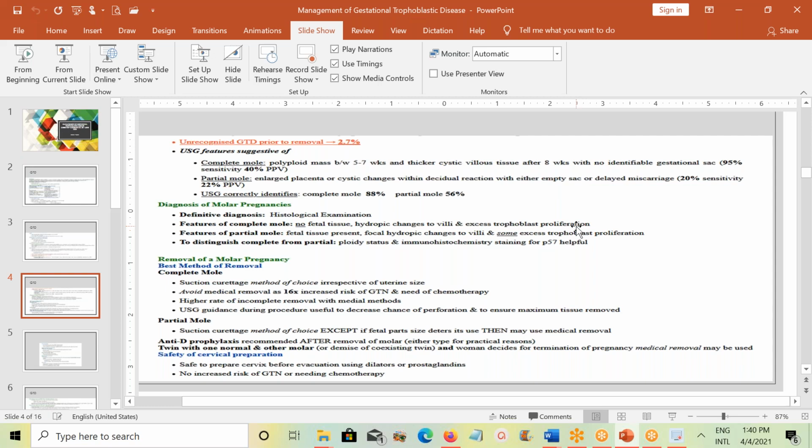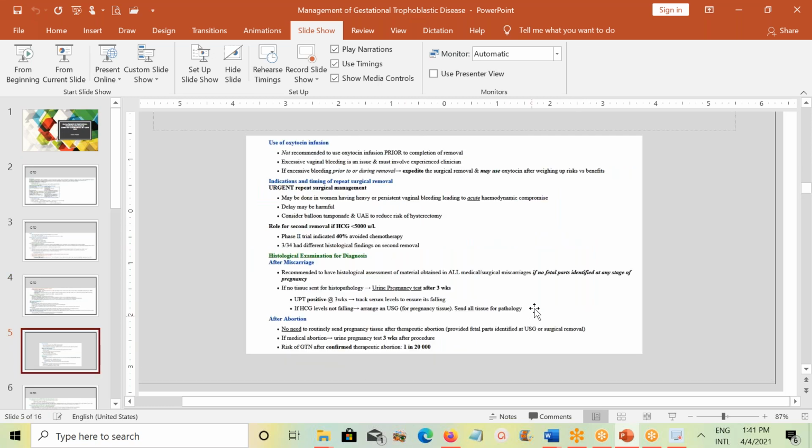Secondly, what is the role of second removal if HCG is less than 5,000 international units? The trials have shown us that if we do a second removal, then in 40% of cases we will not have to give any type of chemotherapy. Like the patient was bleeding, so we carried out the second evacuation, and now this patient may not need chemotherapy in 40% of the cases.